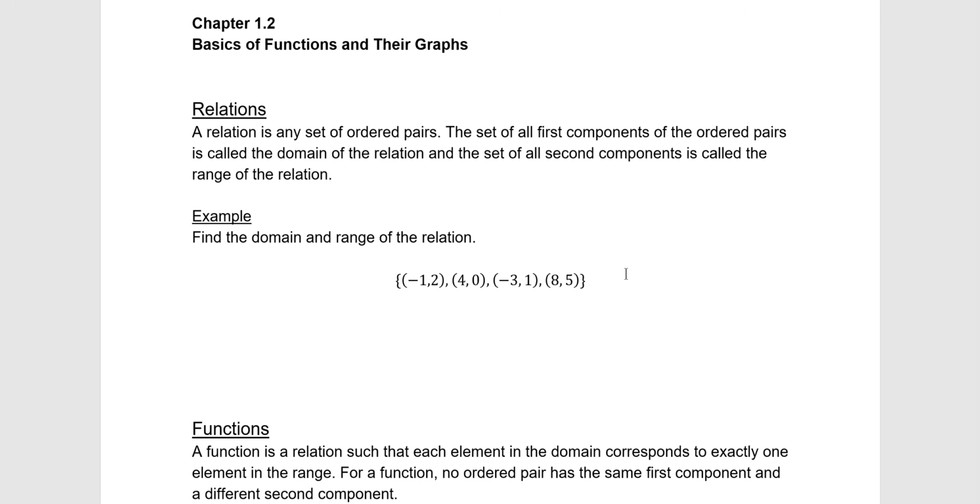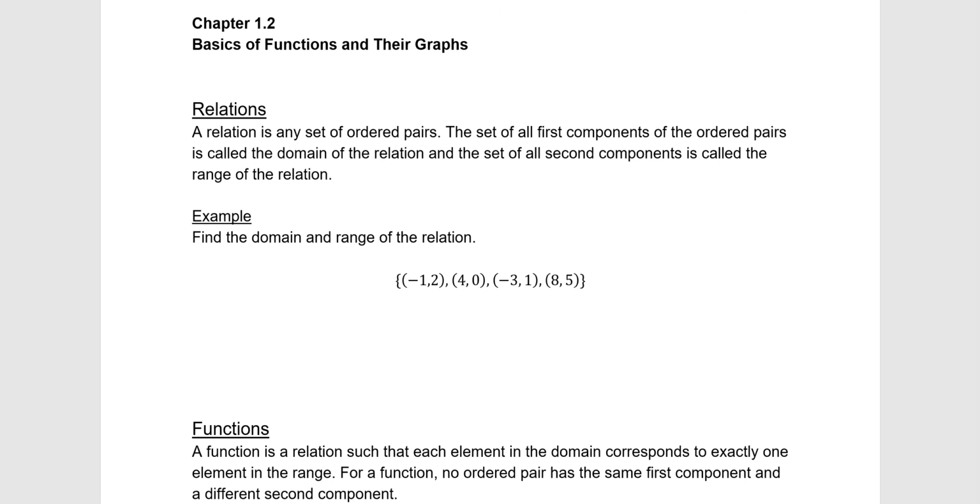In this chapter, we'll be going over the basics of functions and their graphs. Starting with the definition, a relation is any set of ordered pairs. The set of all of the first components of the ordered pairs is called the domain, and the set of the second components is called the range.